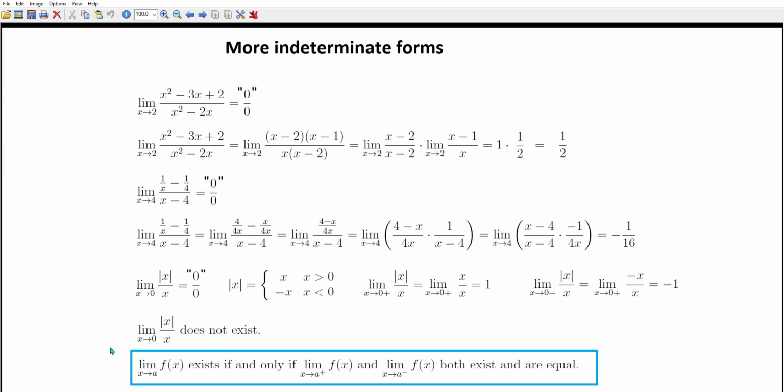And in fact, it's important to note that the opposite is true. The two-sided limit exists if and only if both one-sided limits exist and are equal.